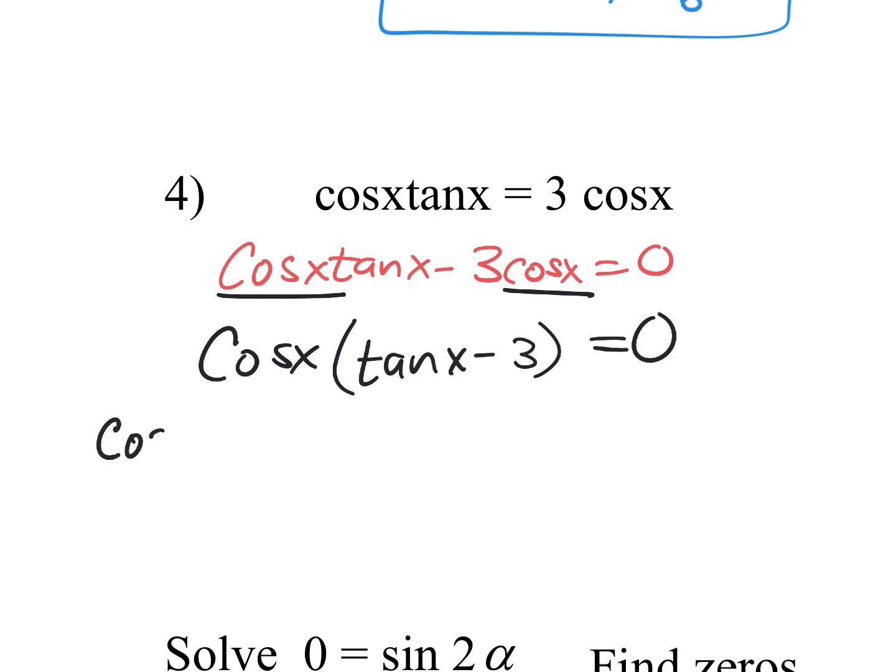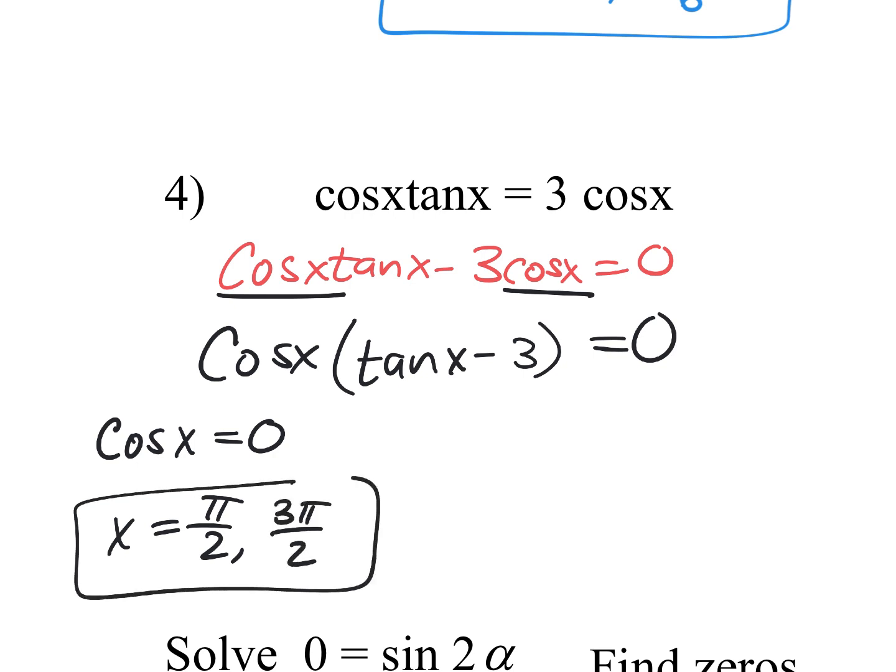We need to figure out when cosine x equals 0. On our unit circle, that happens in 2 places. It happens at pi over 2 and 3 pi over 2. These are not our only solutions here. We also need to figure out where tangent x equals 3.